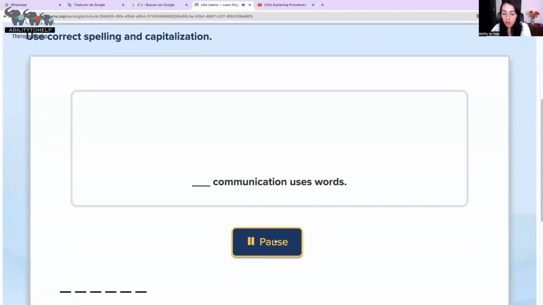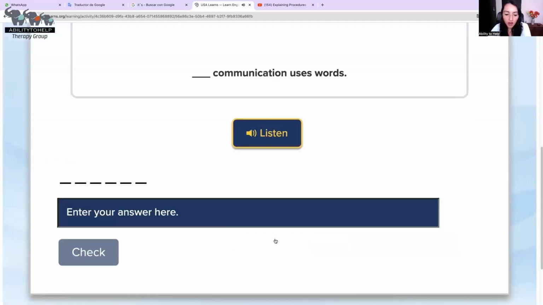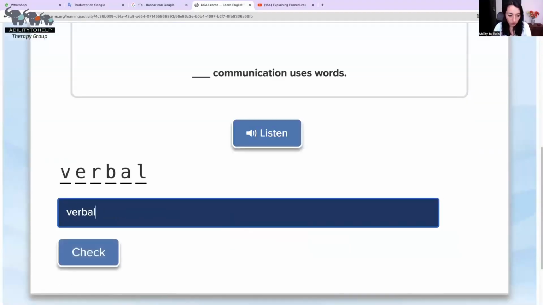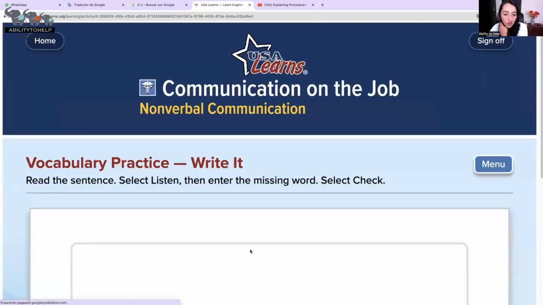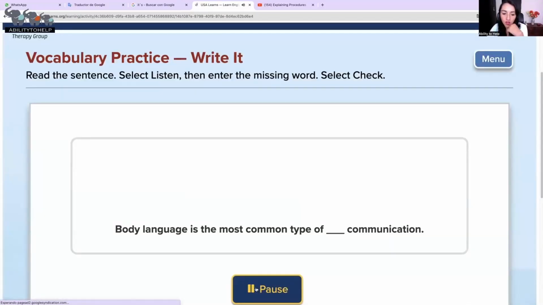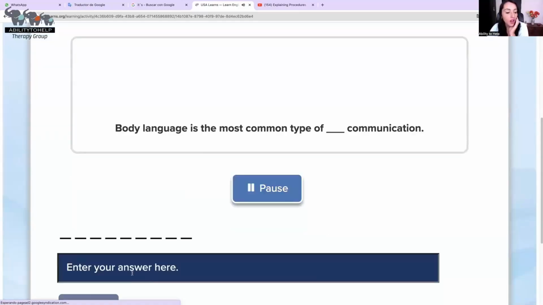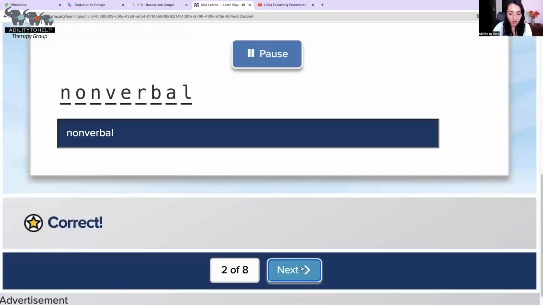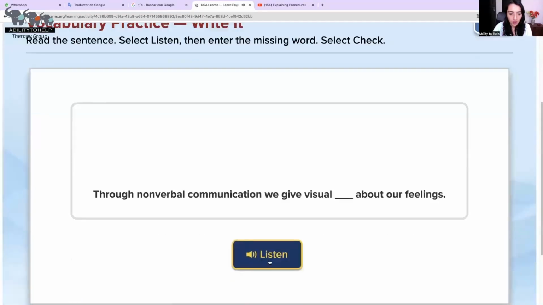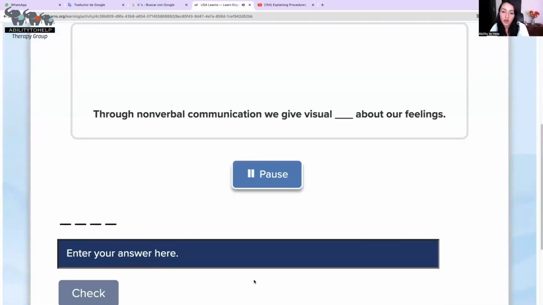Verbal communication uses words. Verbal. We have verbal communication. With capital letters, verbal. Body language is the most common type of nonverbal communication. We are learning about nonverbal communication. Body language is the most common type of nonverbal communication. Through nonverbal communication, we give visual cues about our feelings.